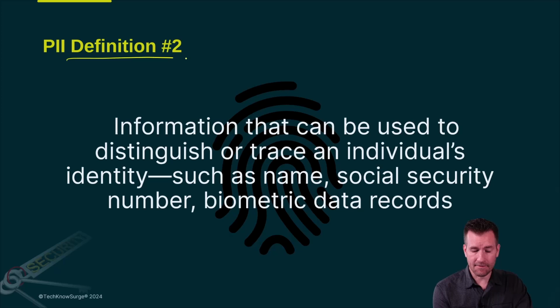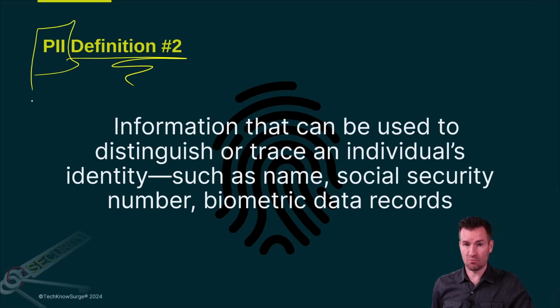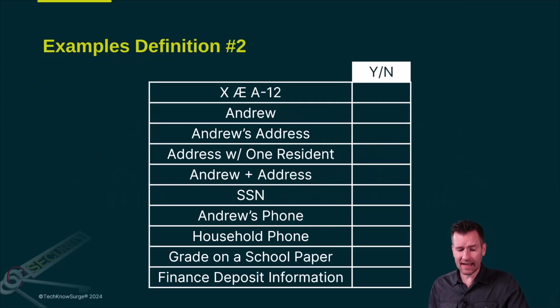All right, let's take a look at definition number 2, how people define what PII is. And this is information that can be used to distinguish or trace an individual's identity, such as name, social security number, biometric data records. So essentially, it sounds very similar to our definition number 1, but the key difference is we're always going to categorize name as being PII. So in that case, it doesn't matter if it's a very unique name or there's a ton of people that have that same name, whether it's my address, even if I'm the only one, or if there are multiple people living at my address.